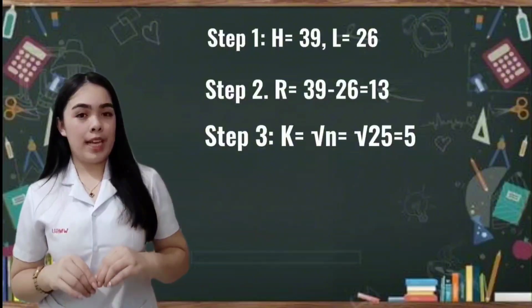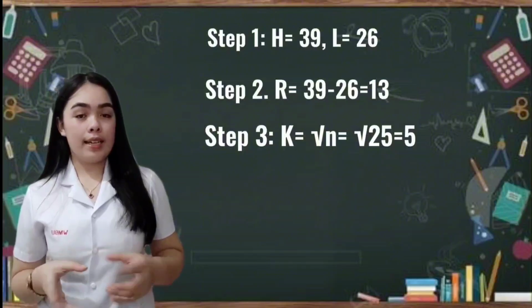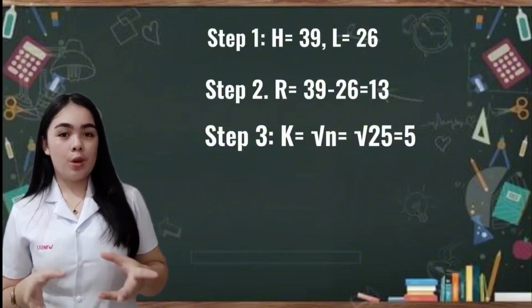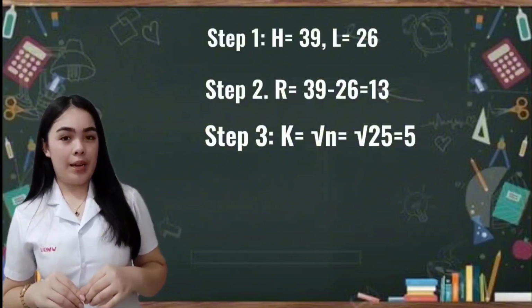So we have a formula for that. The formula for the K is equal to the square root of n, where n is the sample size. So based on our data, we have 25 students. So our desired classes will be the square root of 25, and that is 5.